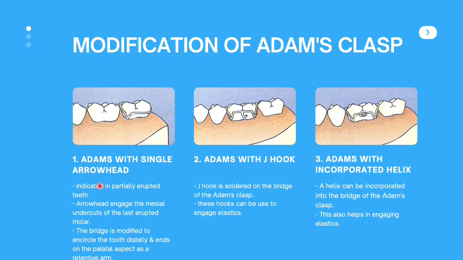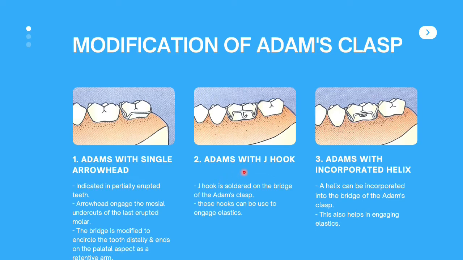It is indicated in the partially erupted teeth, and the arrowhead is engaged to the mesial undercut of the last erupted molar, and the bridge is modified to encircle the tooth distally and end at the palatal surface as a retentive arm. Usually, the Adams with a single arrowhead is used in the last erupted molar because on the distal part of the last erupted molar, usually there is a lot of soft tissue covering. So to minimize the soft tissue trauma, the arrowhead is made on the mesial part only.